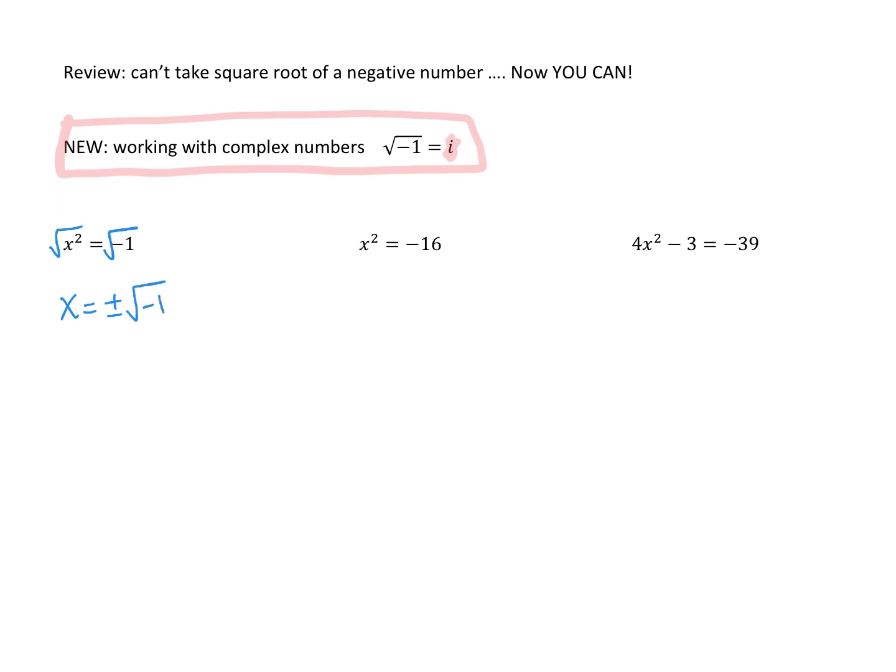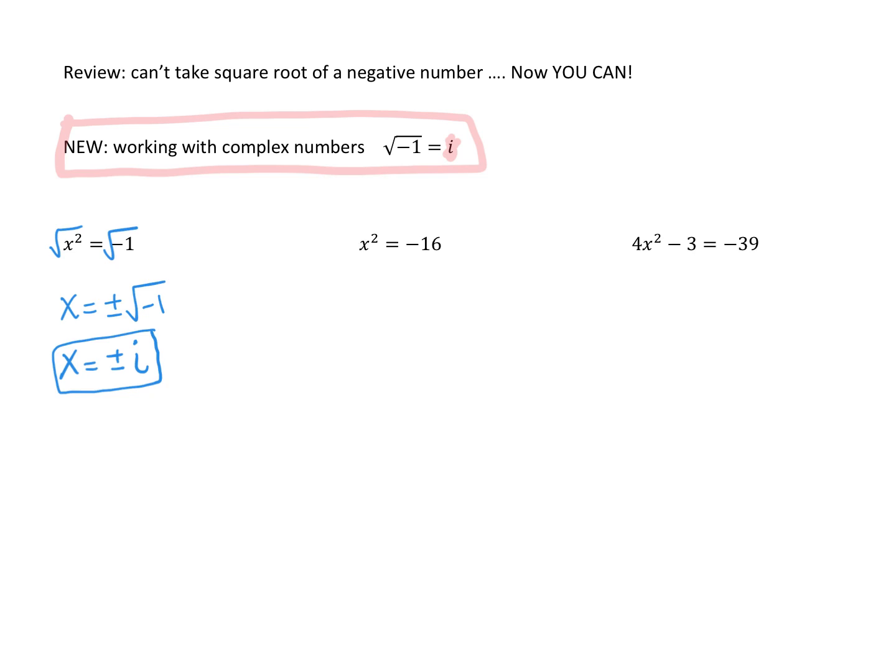Now before, when we took the square root of a negative, we always told you you're not allowed to because it would be a non-real number. Well, now we're going to talk about something called complex or imaginary numbers. So the square root of negative 1, like we said, is equal to i. So this is just going to be x is equal to plus or minus i, because that's the square root of negative 1.